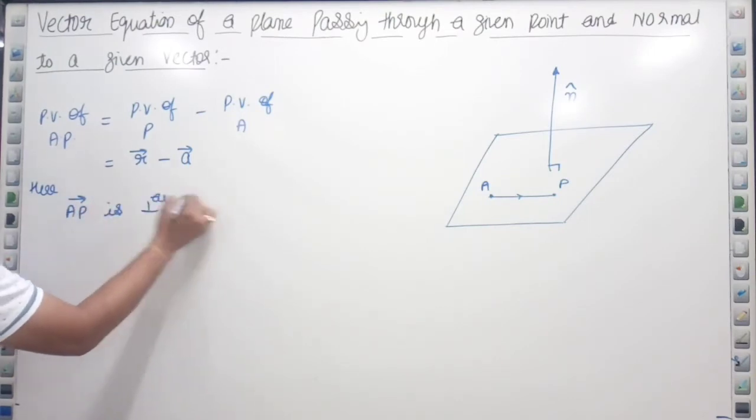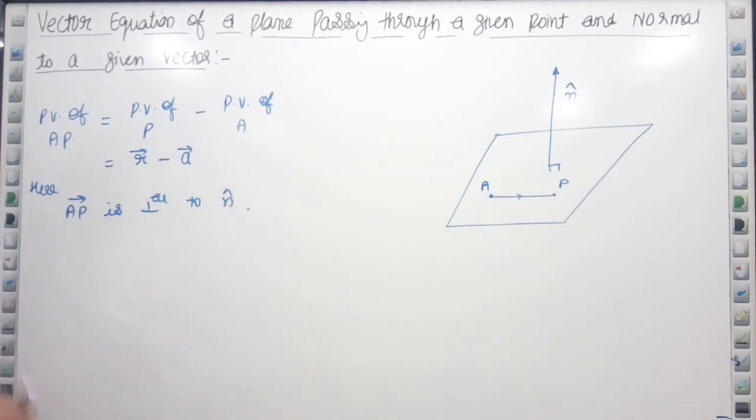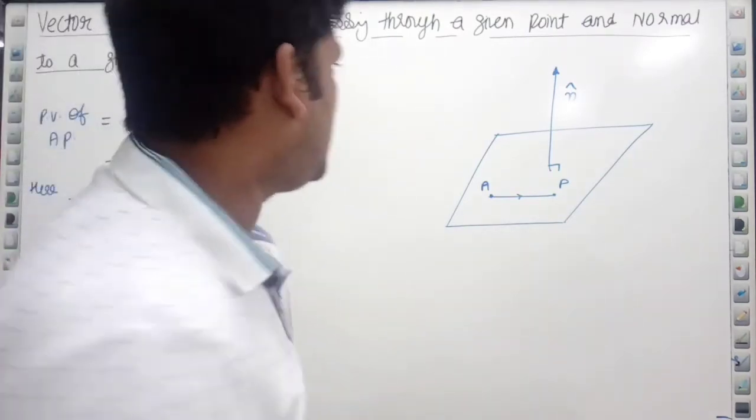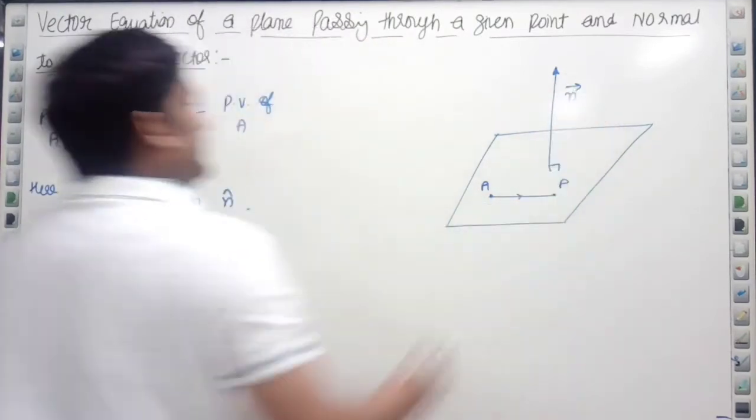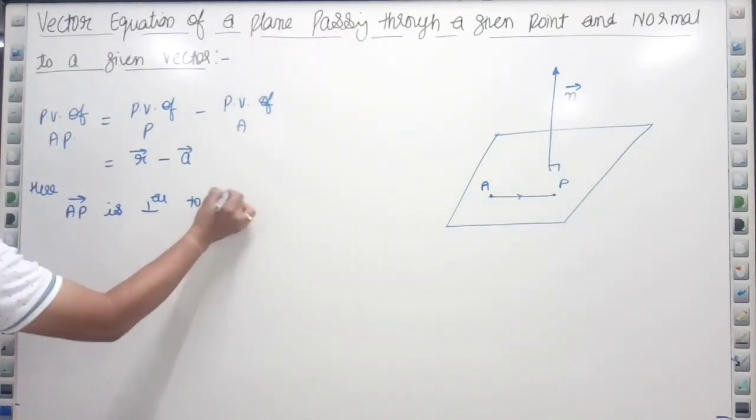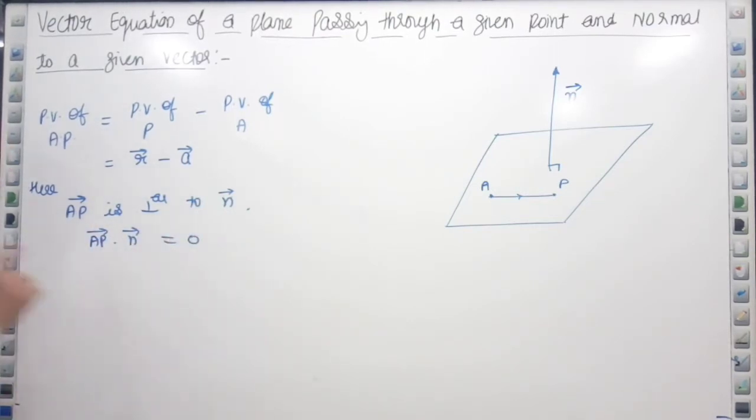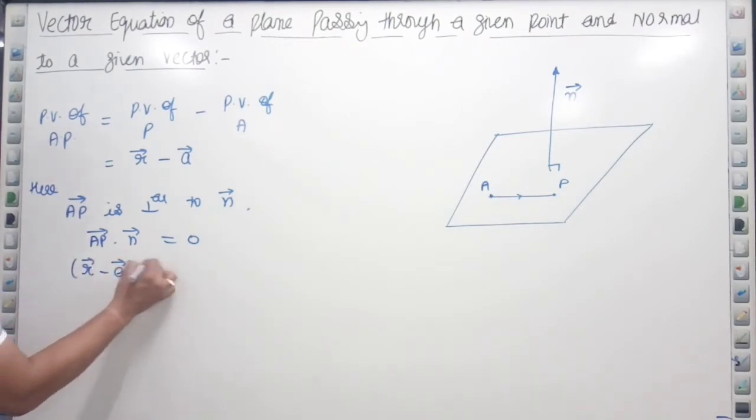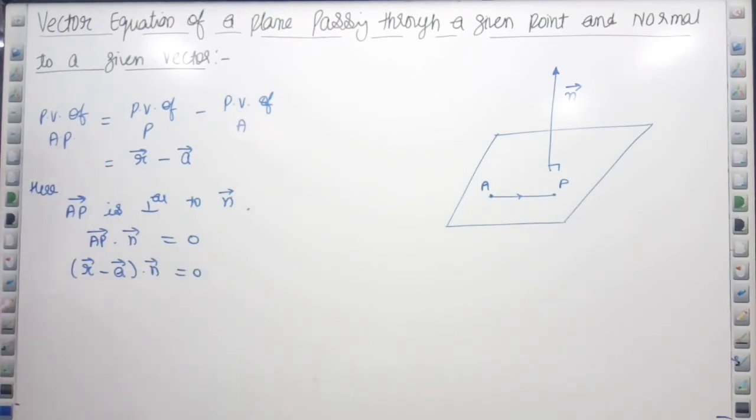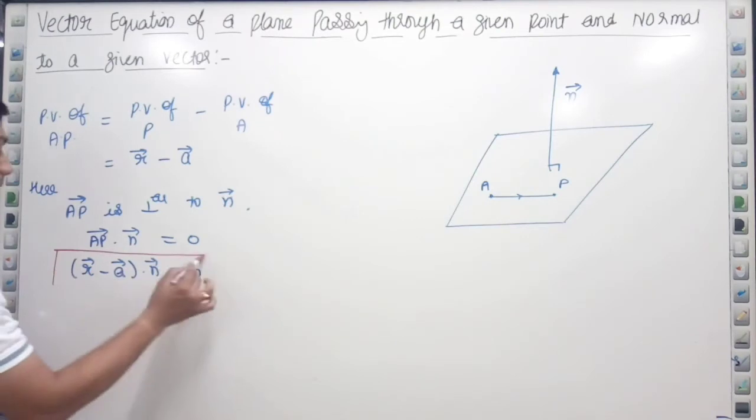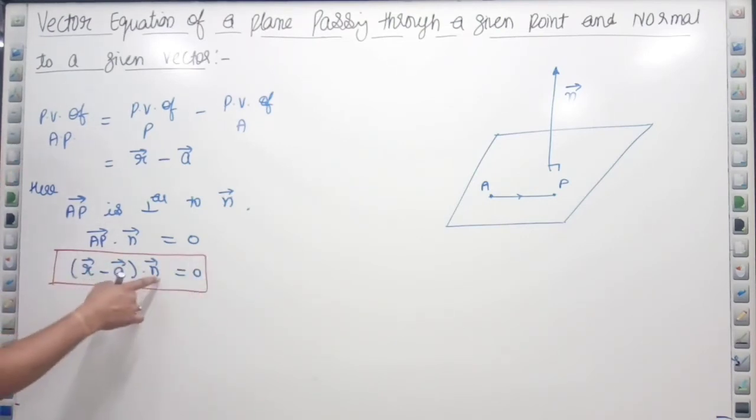Now can I write here that AP is perpendicular to vector n. AP is perpendicular to n. I write this as n vector. So can I write that AP dot n vector equal to 0. Now what is AP? AP is r minus a dot n vector equal to 0. So this is my required formula. This is the required formula of a plane passing through a point and having normal vector as vector n.